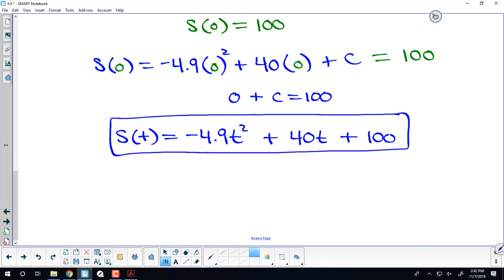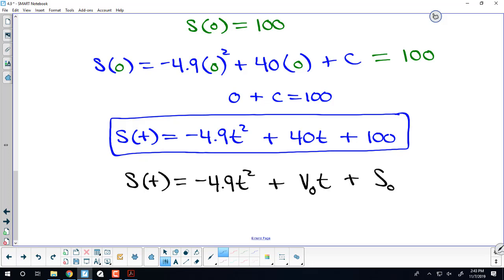For quadratic position functions like these, we could have used really arbitrary things instead of 40 and 100. In general, when you look at a quadratic position function, you'll have negative 4.9 t squared plus the initial velocity times t plus the initial position. So that's how they're structured. This would be different if we're talking about feet per second. This is valid for meters and seconds as our units. But that's the basic idea.